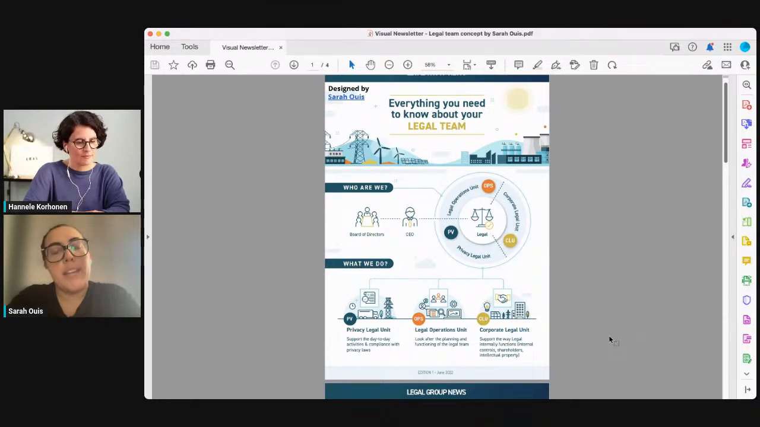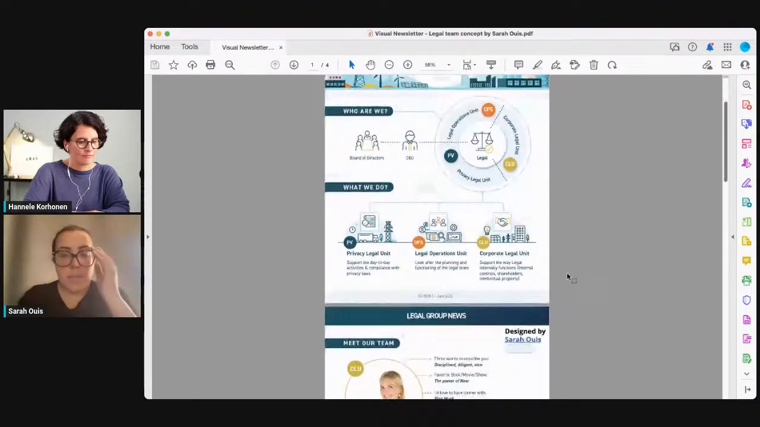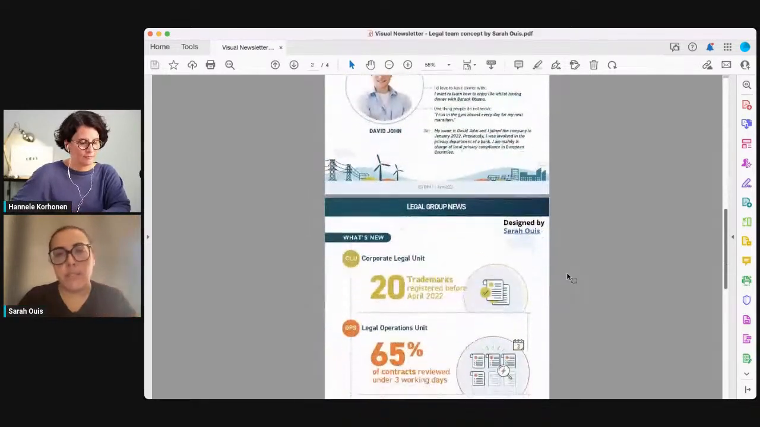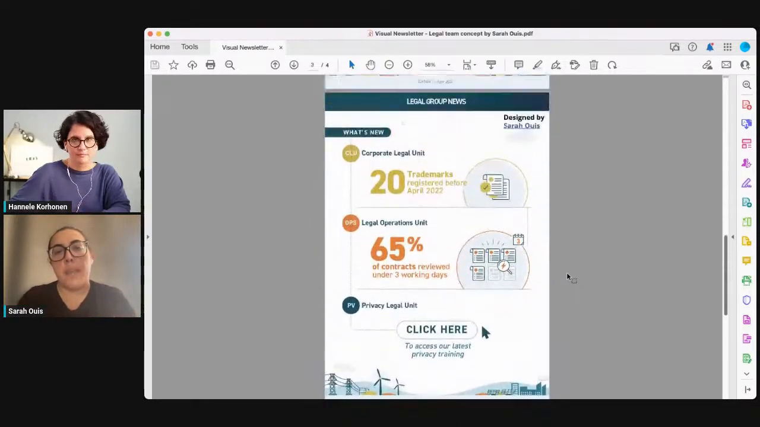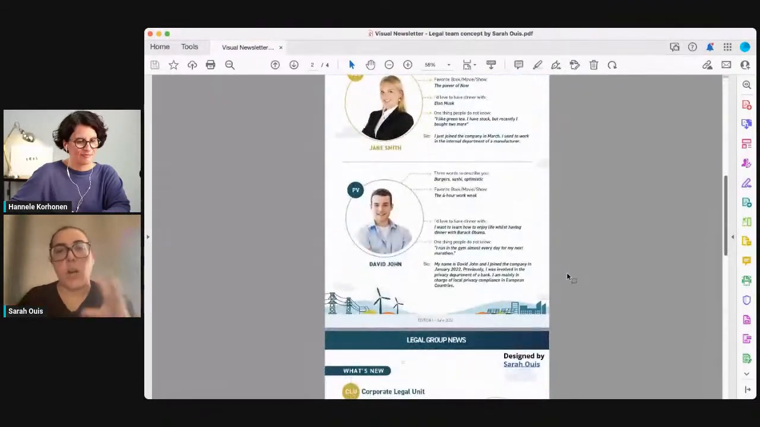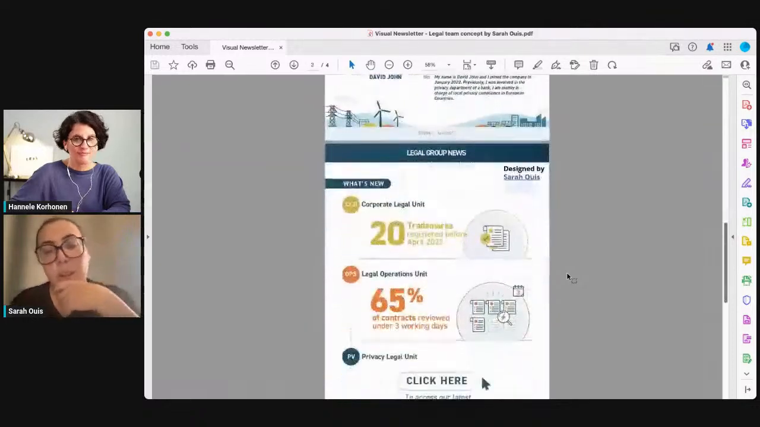So I had to look at the identity of the legal team, the personas, so the people that were making up the legal team, the personality, and the way they wanted to position themselves ultimately. So as you can see here, for example, it's a very illustrated newsletter. So it could have looked much more corporate, if you will. And it could have looked black and white and a very corporate look, almost like a PowerPoint presentation.